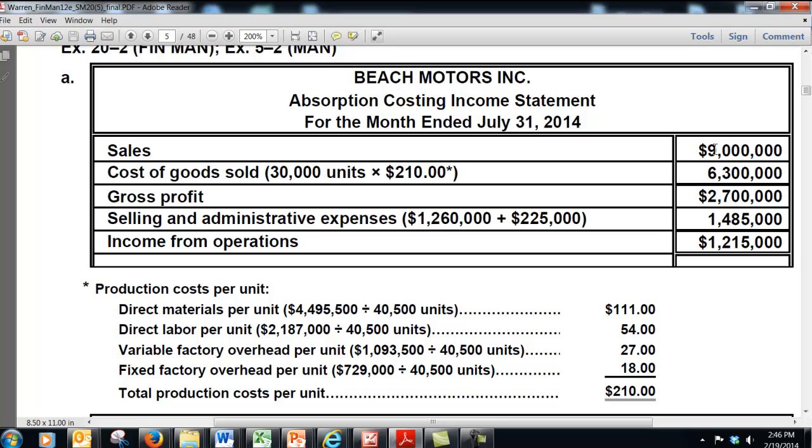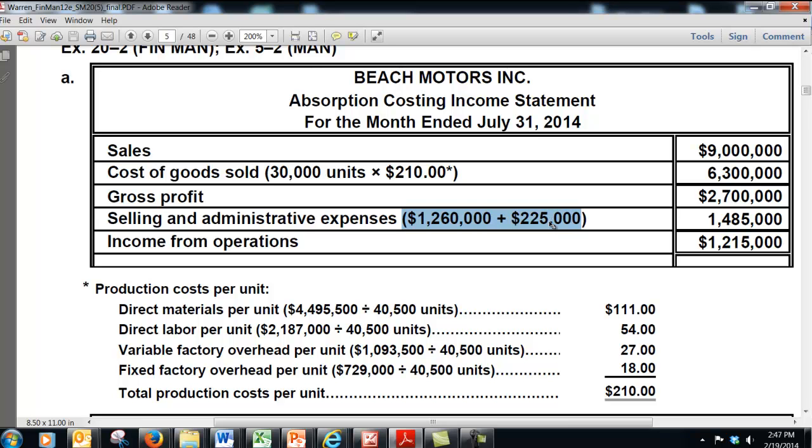So we have our $9 million minus this right here, which is equal to $6,300,000. That gives us a gross profit of $2,700,000. Our selling and administrative expenses were just given to us, weren't they?